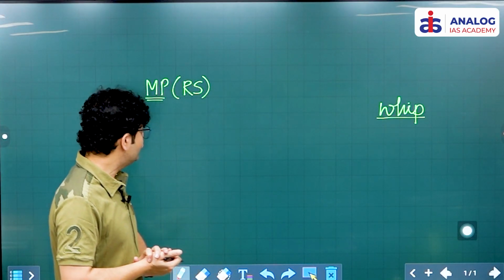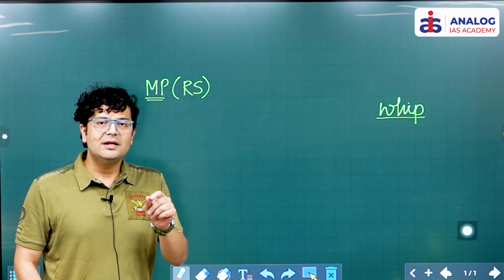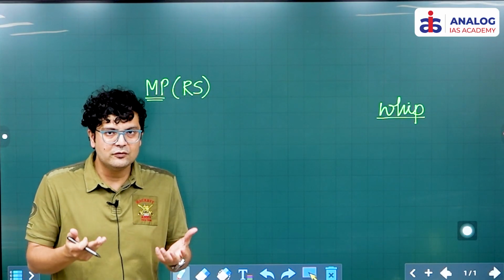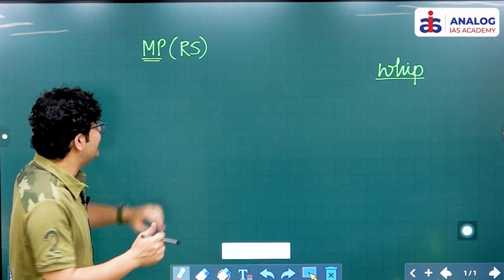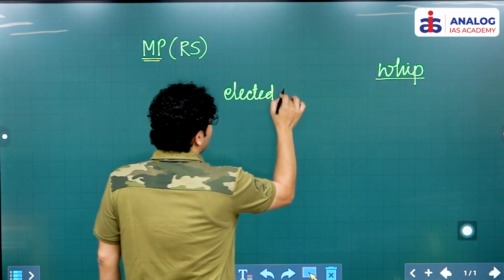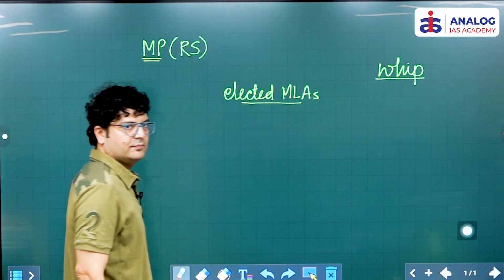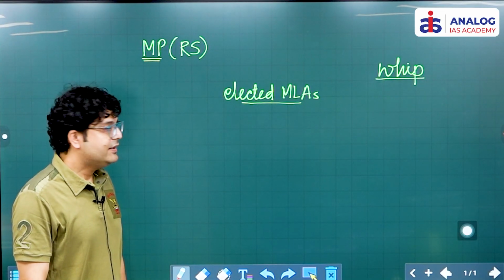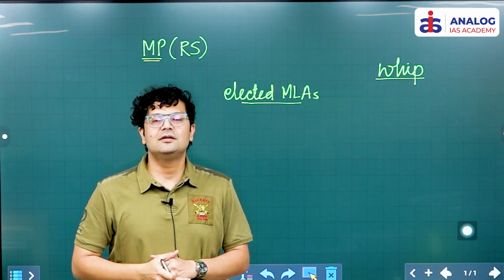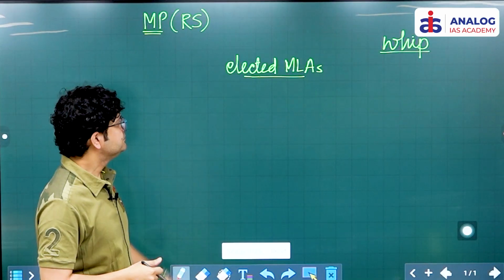Okay. So now, coming to the election process, a very simple process where the electoral college comprises not the people. We don't get to vote, the MLAs of the states do. So all the elected MLAs of the state will vote in such elections. Okay. And we follow a system of proportional representation by means of single transferable vote. So all elected MLAs will vote.